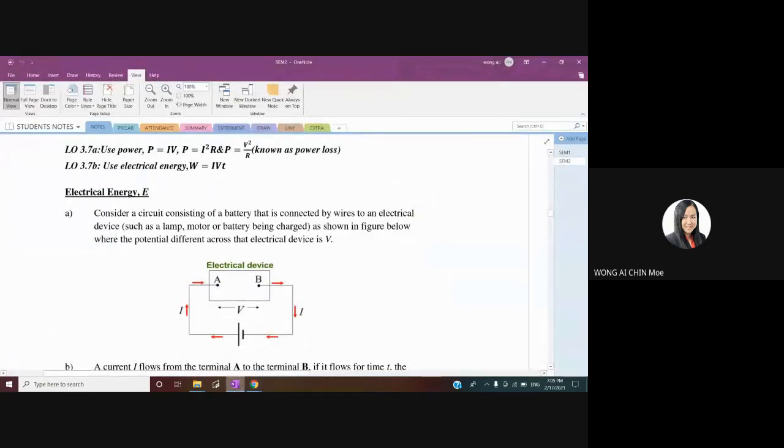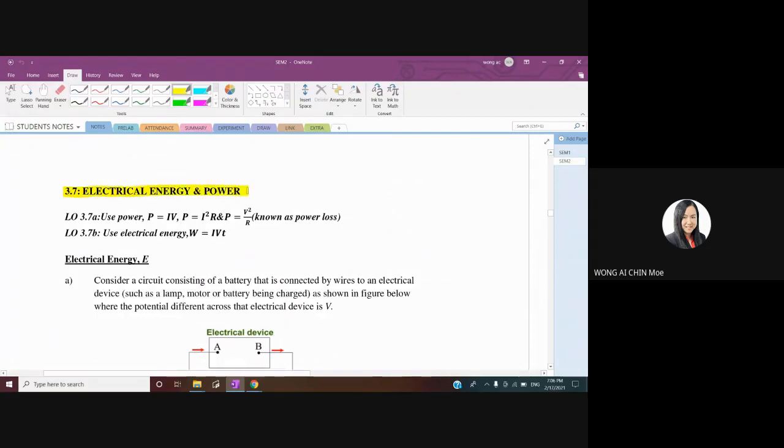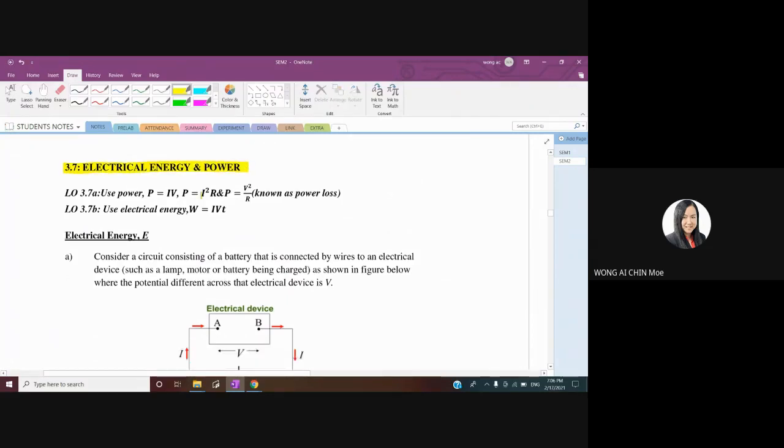And welcome back. So today we will continue with the next subtopic, 3.7, page 72, which is electrical energy and also power. First we learn what is electrical energy. This is 3.7, electrical energy, E.